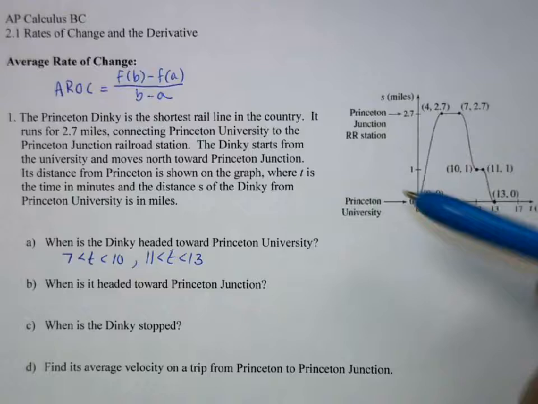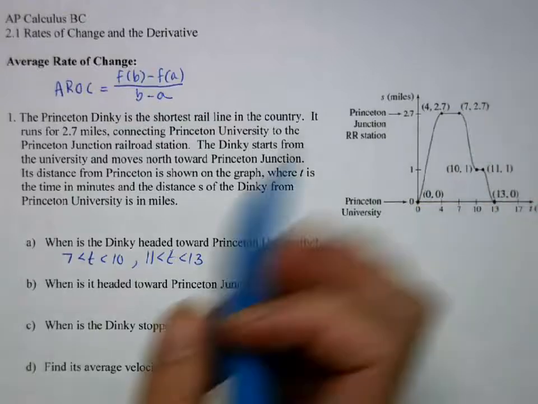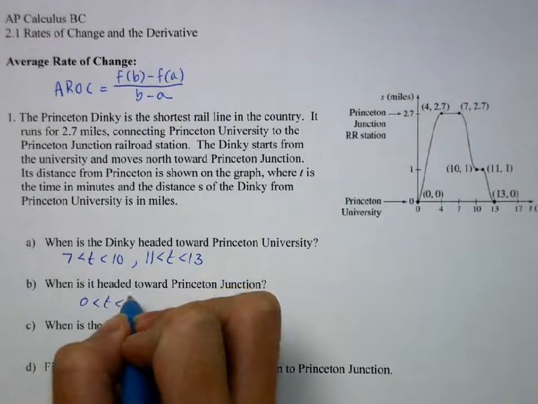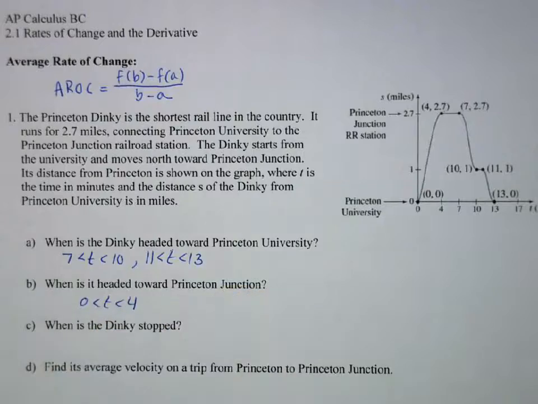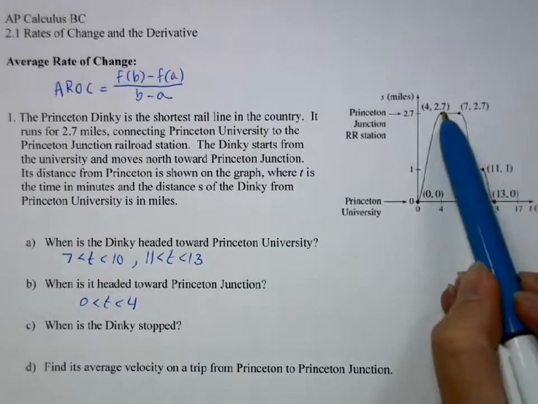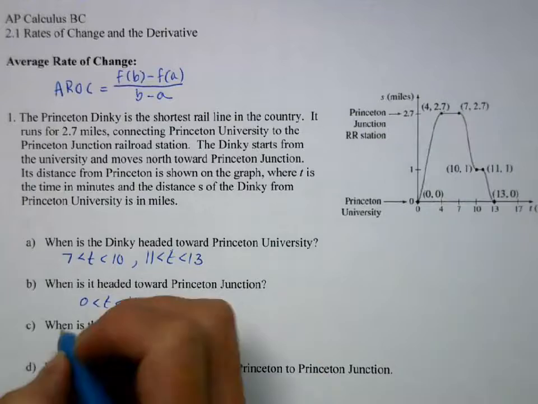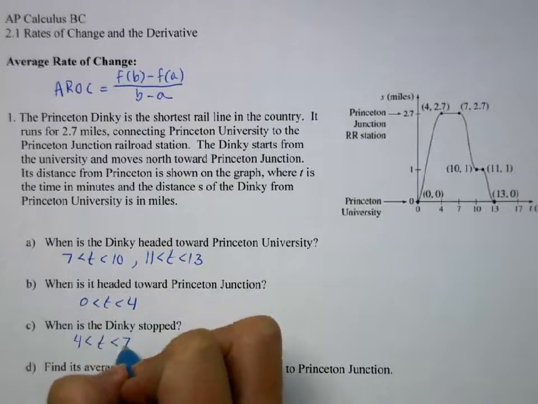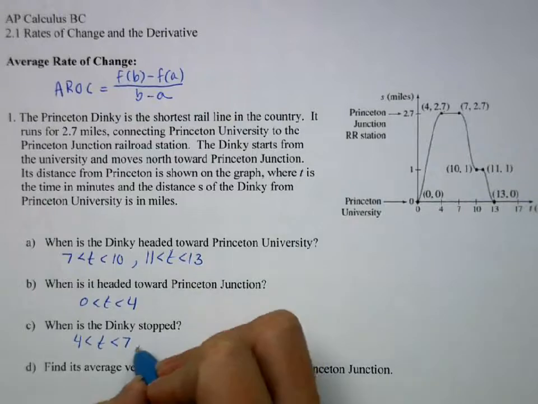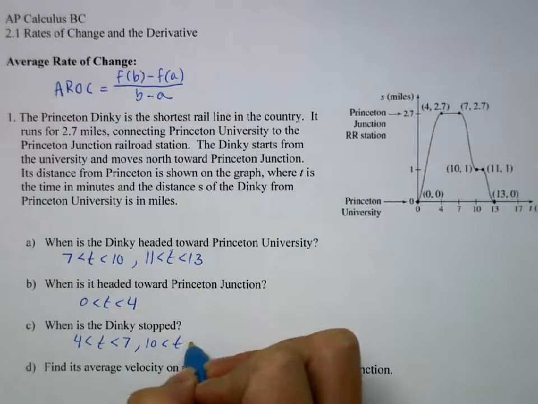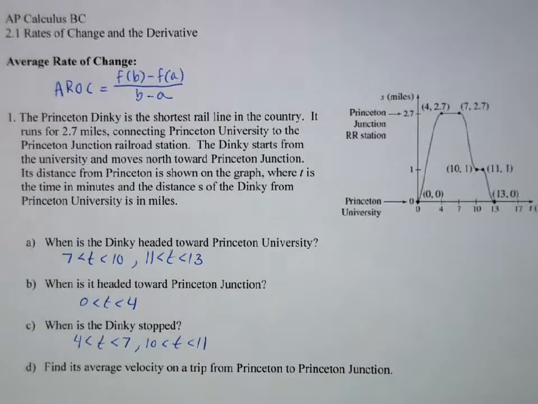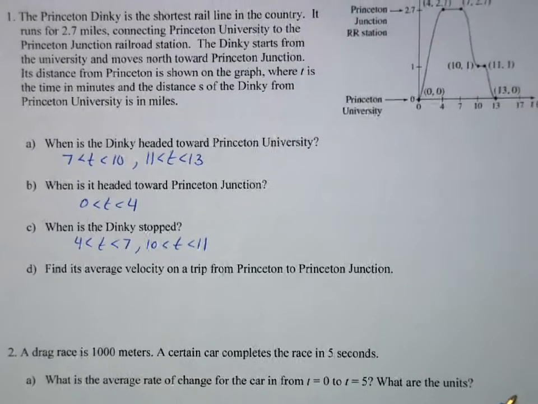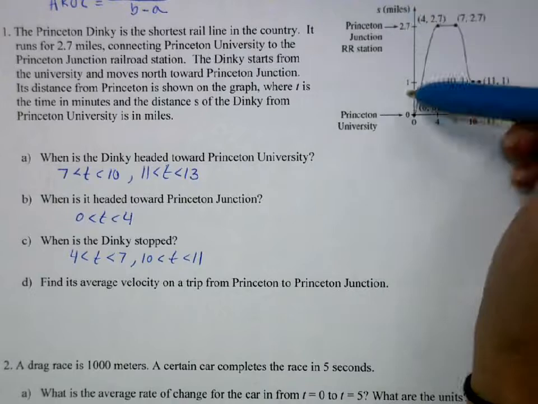When is it headed towards Princeton Junction? It's right from here to here, so that's 0 to 4. When is it stopped? Stopped means it's going to be at the same position. So from 4 to 7, and then again from 10 to 11. Now find the average velocity of the trip from Princeton to Princeton Junction.